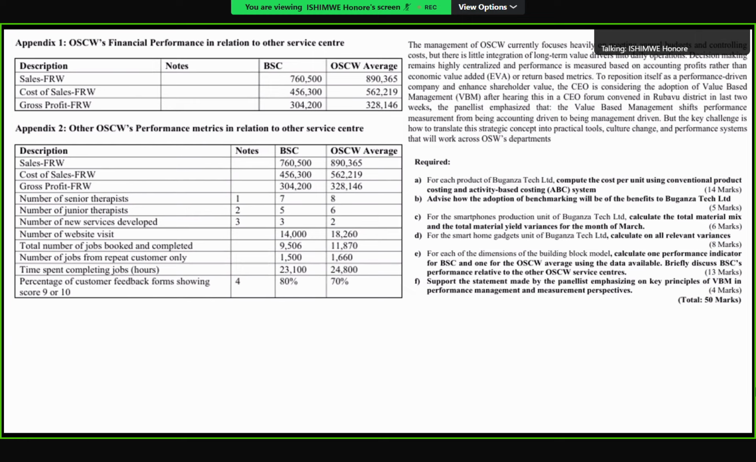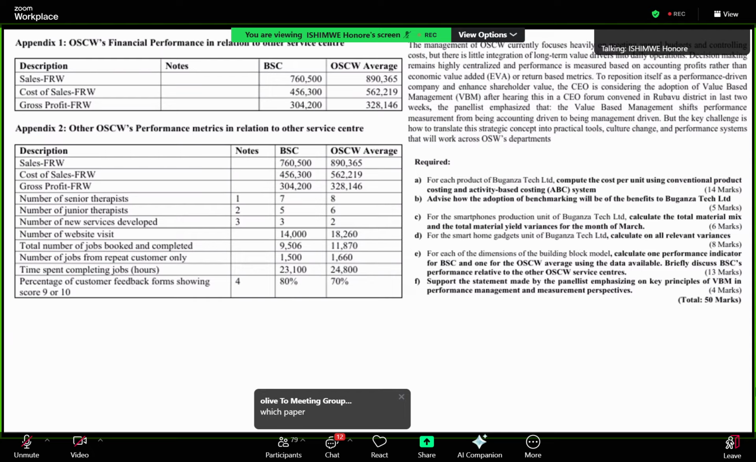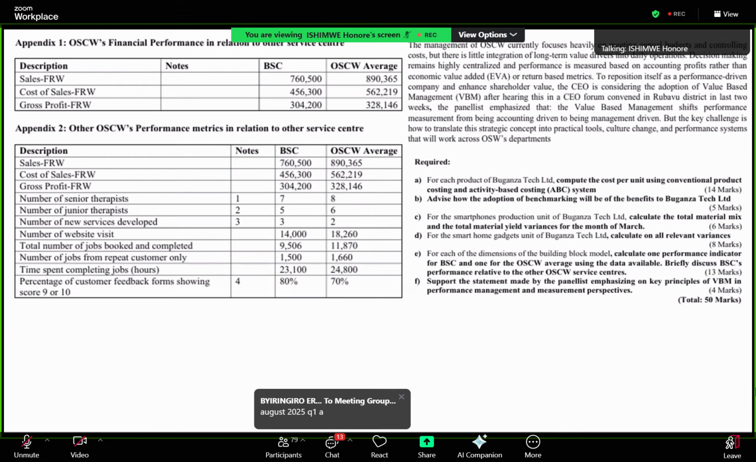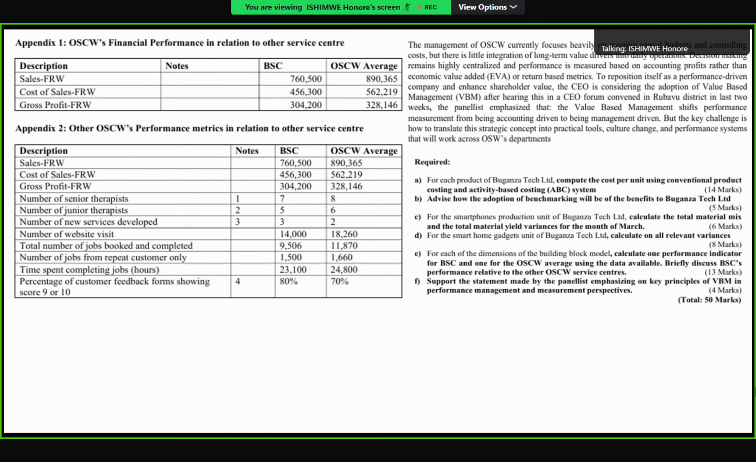Then they say for each dimension of a building block model, calculate one performance indicator for BSC, this is a company, and one for the SCW average using the data available. Briefly discuss BSC performance relative to other SCW service centers. And they say support the statement made by the panelists emphasizing key principles of VBM. VBM is about value-based management in performance management and measurement perspectives.